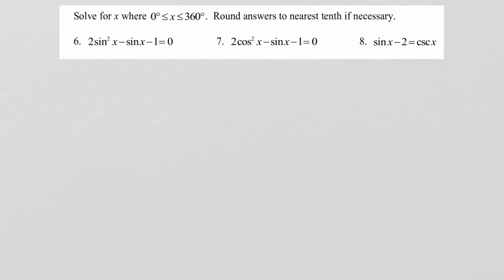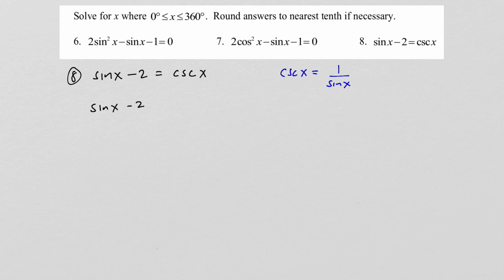And for the next problem, it's a little bit different. We have sine of x minus 2 is equal to cosecant of x. So the problem here is, once again, we have 2 different trigonometric functions, kind of like what we had in number 7 here. But we need to remember that cosecant of x is the same as 1 over sine of x. So we can simply change this equation by replacing cosecant with 1 over sine. And now you can see we only have the trig function sine involved in this problem, and that's good.